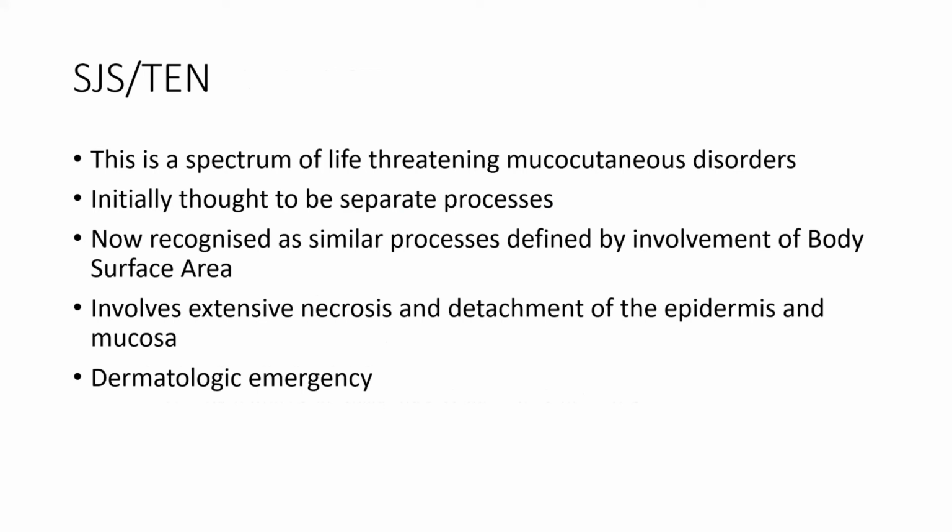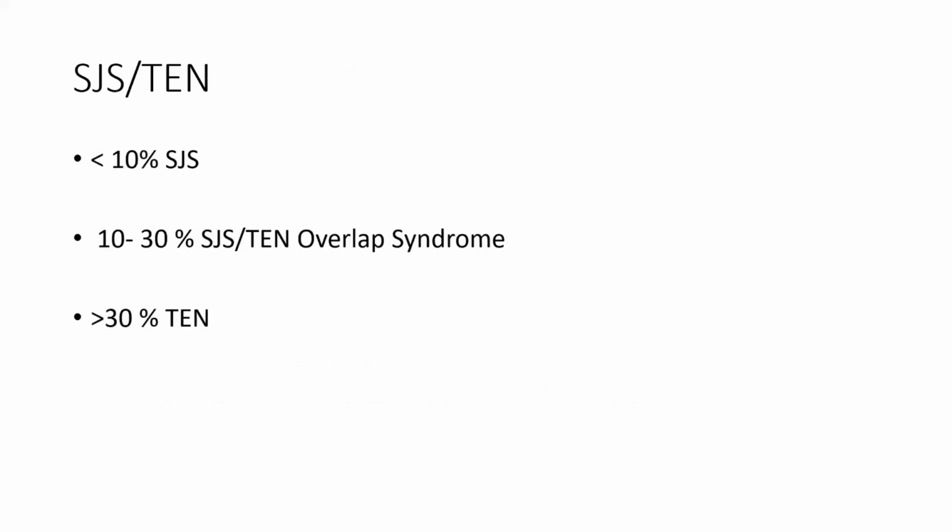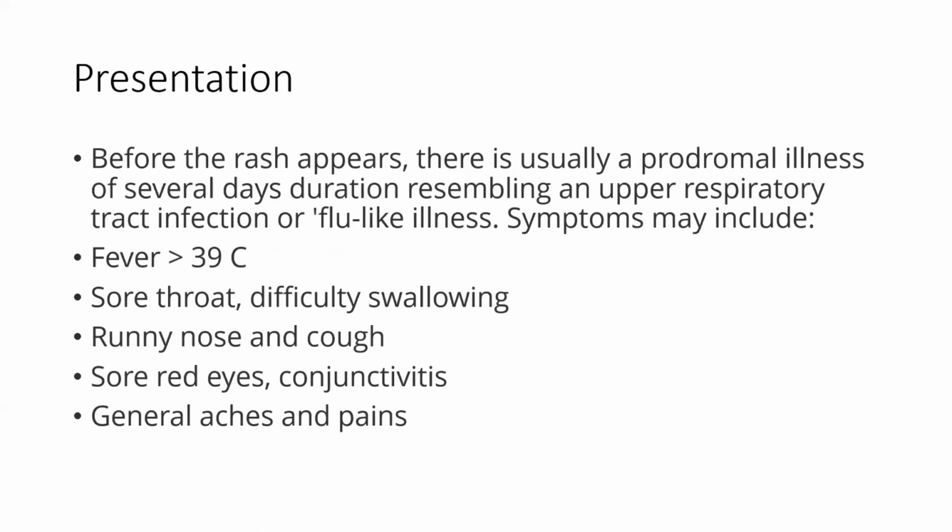SJS-TEN. This is a spectrum of life-threatening mucocutaneous disorders, initially thought to be separate processes, but it's now recognized as similar processes defined by the involvement of body surface area, and it involves extensive necrosis and detachment of the epidermis and mucosa. It is considered a dermatologic emergency. So, as I said before, the definition is determined by the body surface area. Less than 10% is considered SJS, 10 to 30% SJS-TEN overlap syndrome, and more than 30% is TEN.